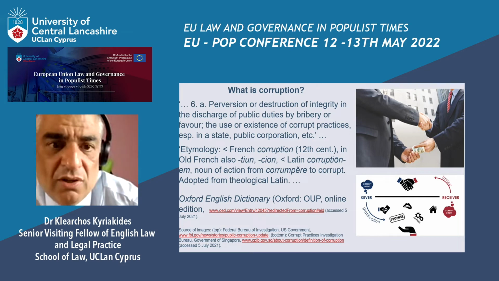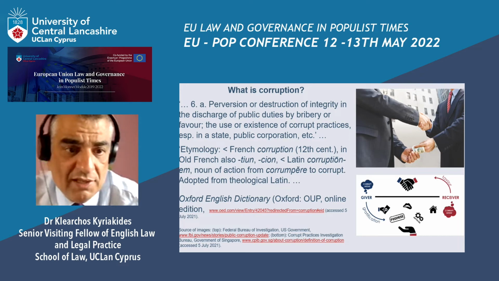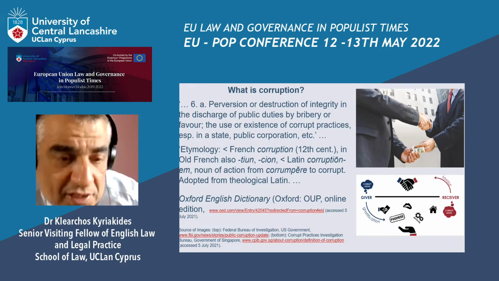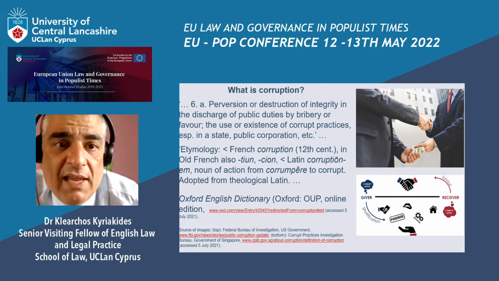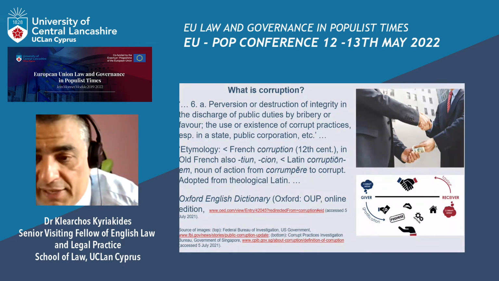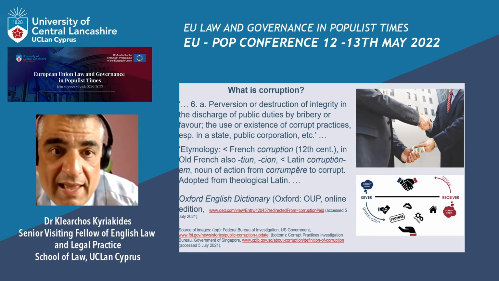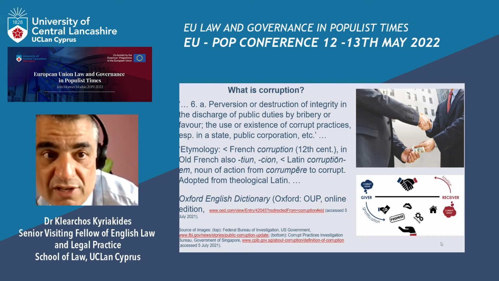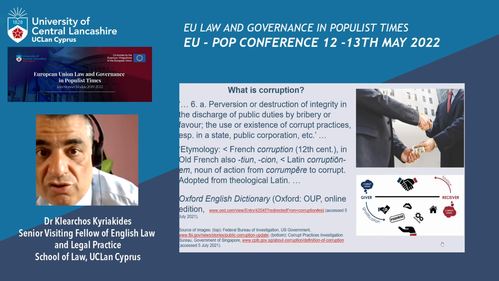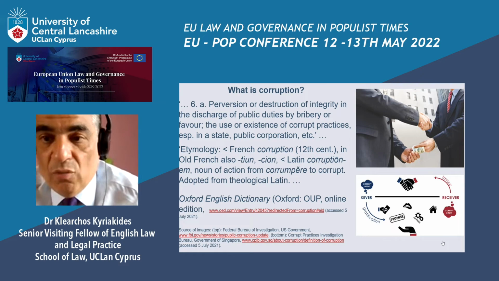If you want to take a closer look at the Oxford English Dictionary definition of corruption as it currently exists, or as it existed when I looked at it last year, there we see that the origin is from a Latin word, corrumpere, the Latin verb or noun which is associated with corruption. The current definition is perversion or destruction of integrity in the discharge of public duties by bribery or favour. By bribery or favour.